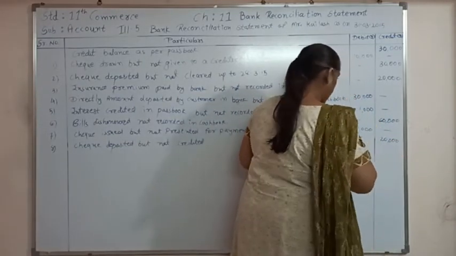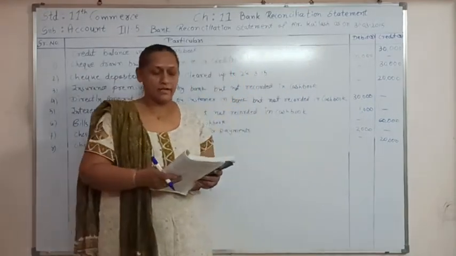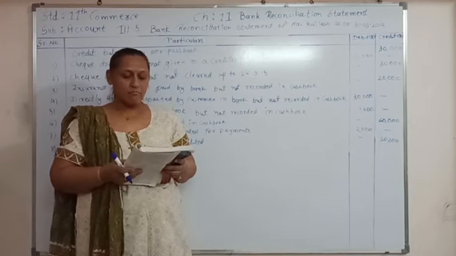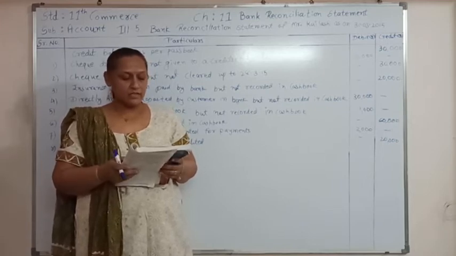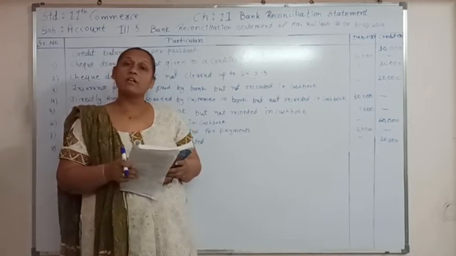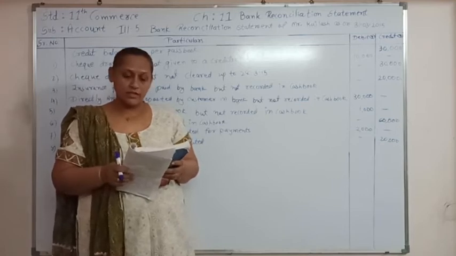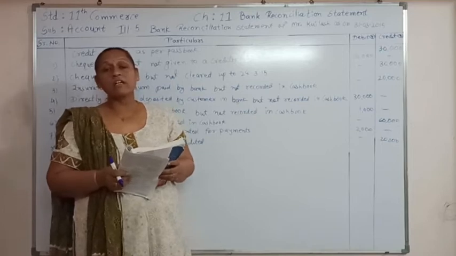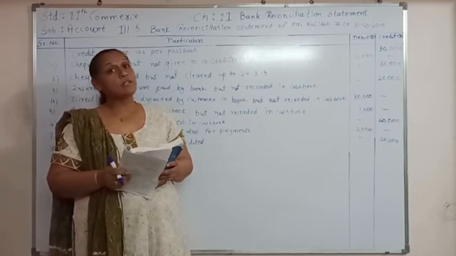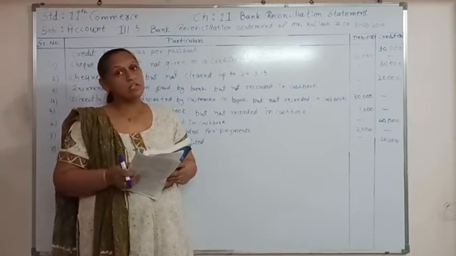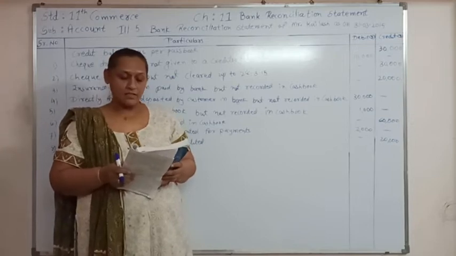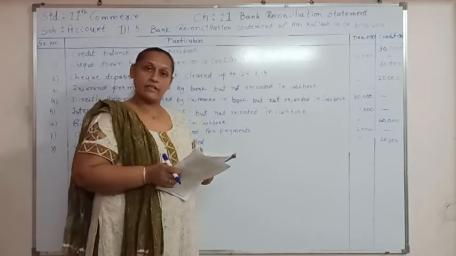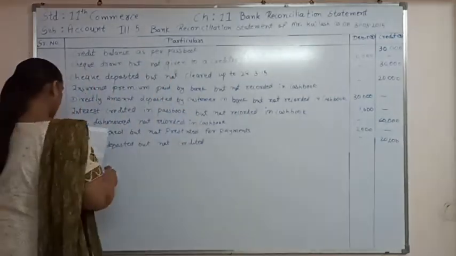Now let's see transaction number 9. That is, a check of rupees 8,000 was deposited in the bank but was left unrecorded in the cash book. So here the check is already deposited in the bank but it is not recorded in the cash book. So where in the cash book is supposed to be debited, which is not. So here in the BRS we are going to debit the same amount. So here check deposited but unrecorded in cash book. Number 9.